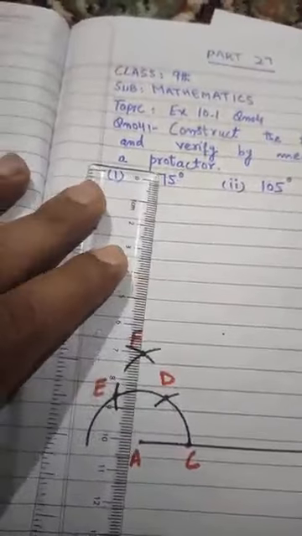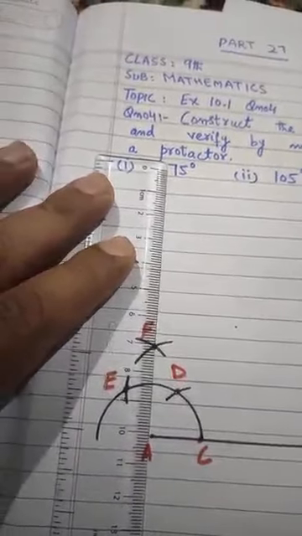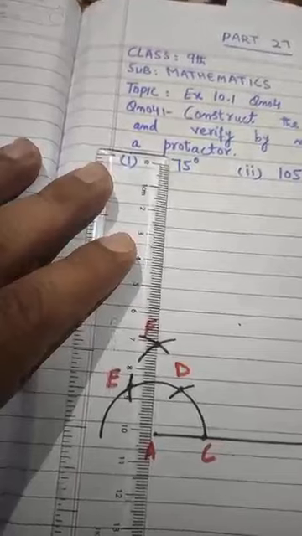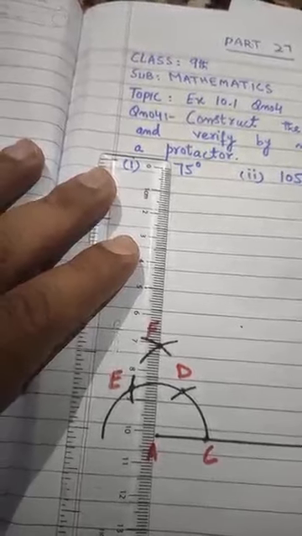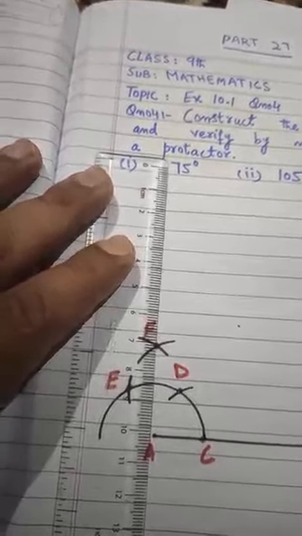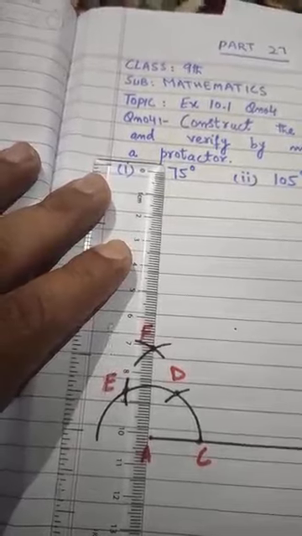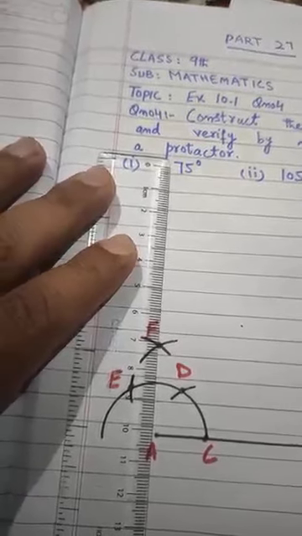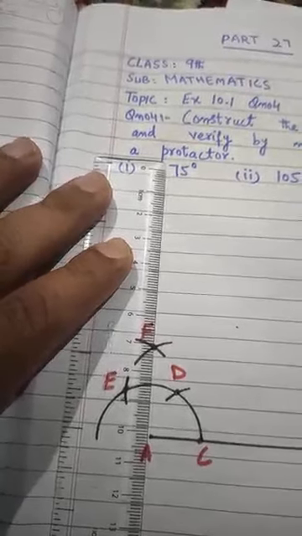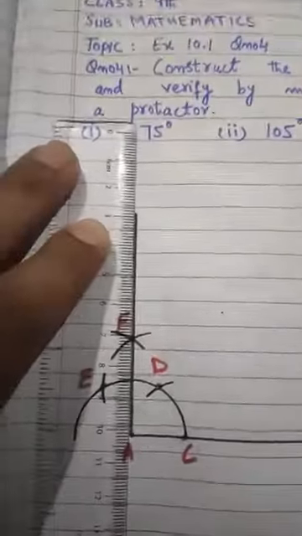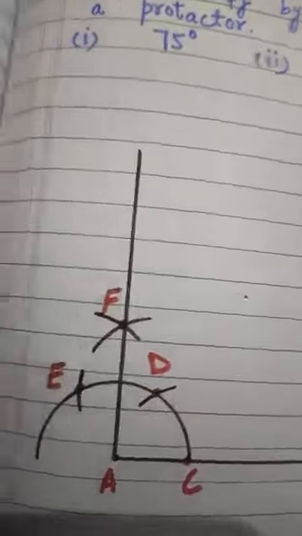Okay, we are going to join point A and point F. Let us join B online. I am going to join point A with point F. Here I have joined point A with point F.